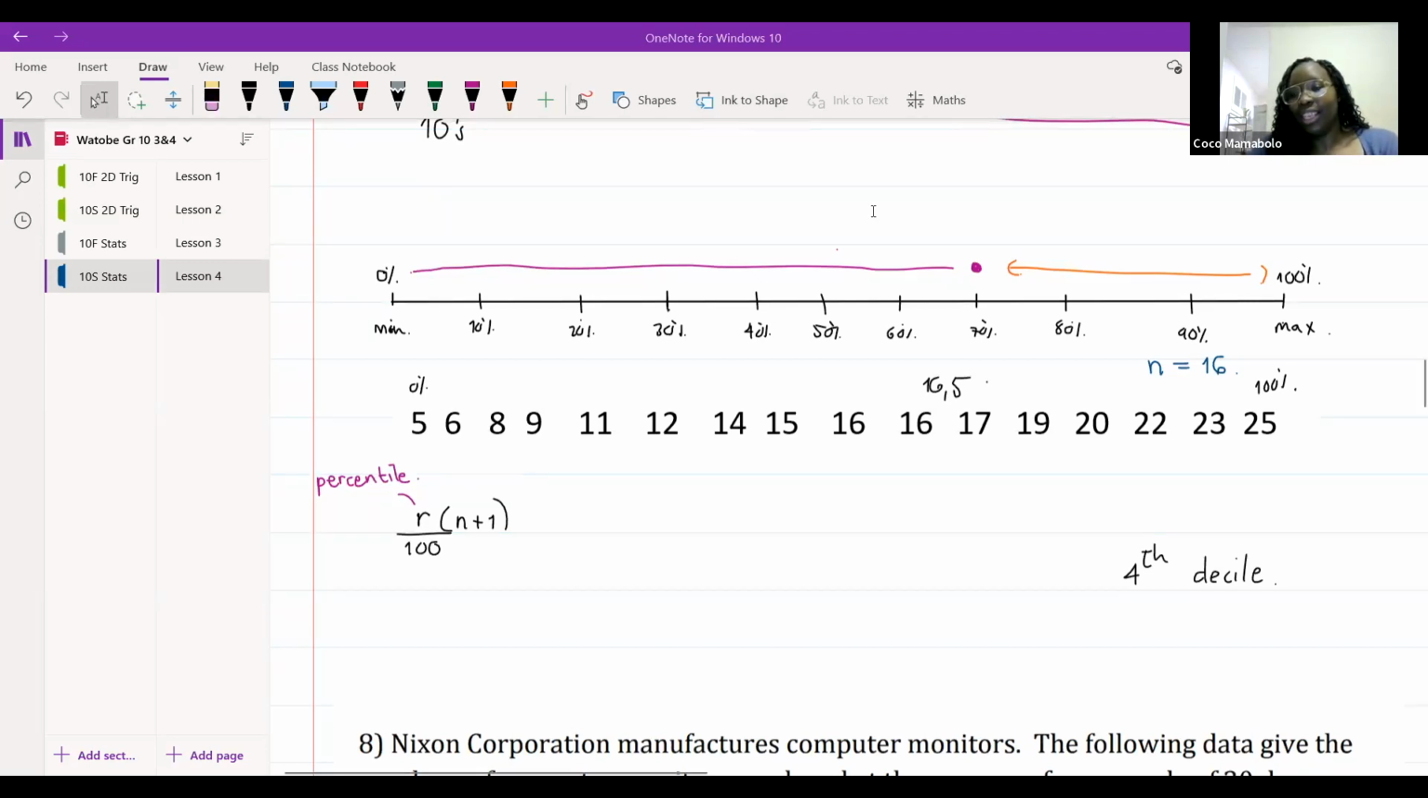Okay, all right. Let's get into it. Let's see what you guys came up with. All right, so the 4th percentile tells me that this is at 40%, right? So we're going to look at what mark you need to get in order to do better than 40% of the class. So we're going to go 40 over 100, right? Multiplied by, our n is 16, so we're going to go 16 plus 1, right? We're going to put that into our calculator.